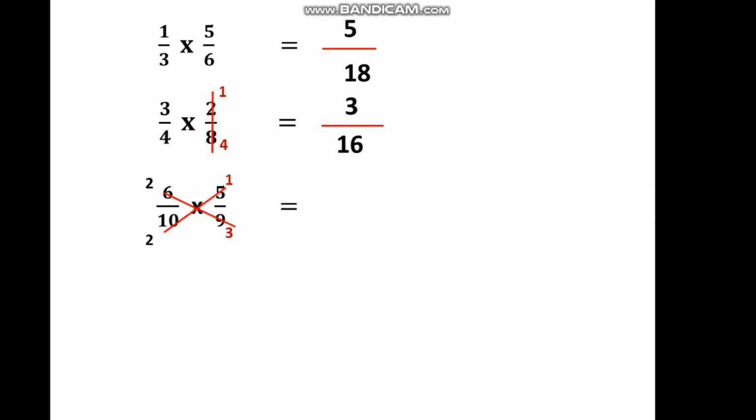Meron pa po ba? Yes. Vertical cancellation, 2 and 2. Of course, if we divide that number by themselves, ang sagot nun is 1. At saka 1 sa baba. Anong natirang fractions natin? 1 over 1 and 1 over 3. Multiply natin, 1 times 1 is equals to 1. 1 times 3, that is equals to 3.